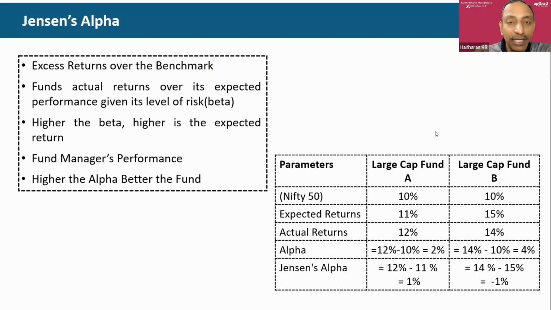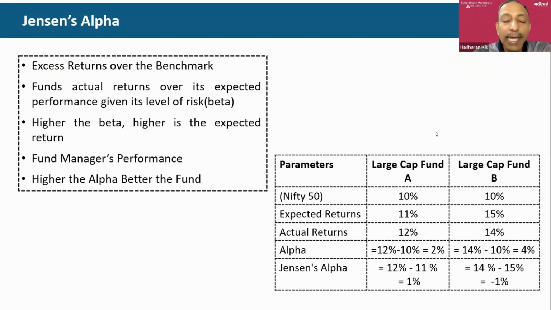I'm going to share something very interesting, which is Jensen's alpha. Now, what Jensen's alpha says is that every fund takes a risk, and for the risk that it takes, there is an expected return from the fund. Compared to that expected return, what has been the actual return? And then you subtract that and figure out what is Jensen's alpha.